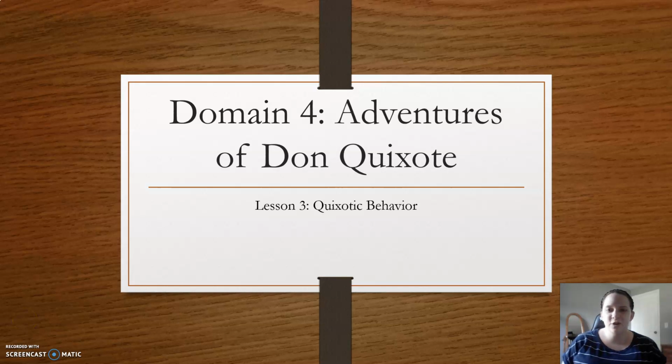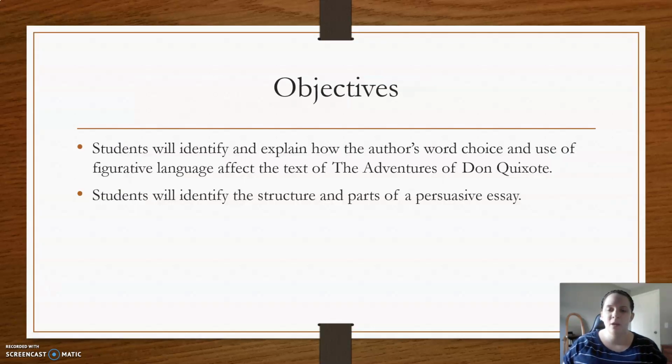Hi, 5th grade. We are on Domain 4, Adventures of Don Quixote, Lesson 3, Quixotic Behavior. Our objectives for today are to identify and explain how the author's word choice and use of figurative language affect the text of the Adventures of Don Quixote, and identify the structure and parts of a persuasive essay.